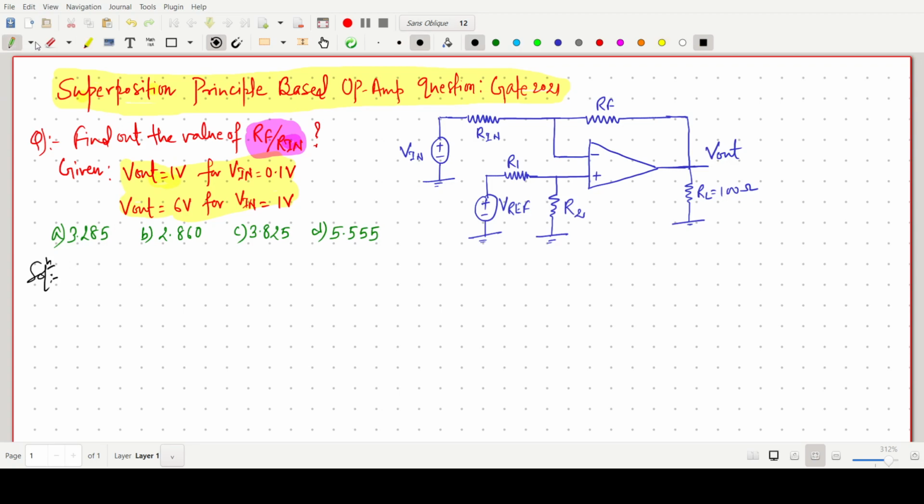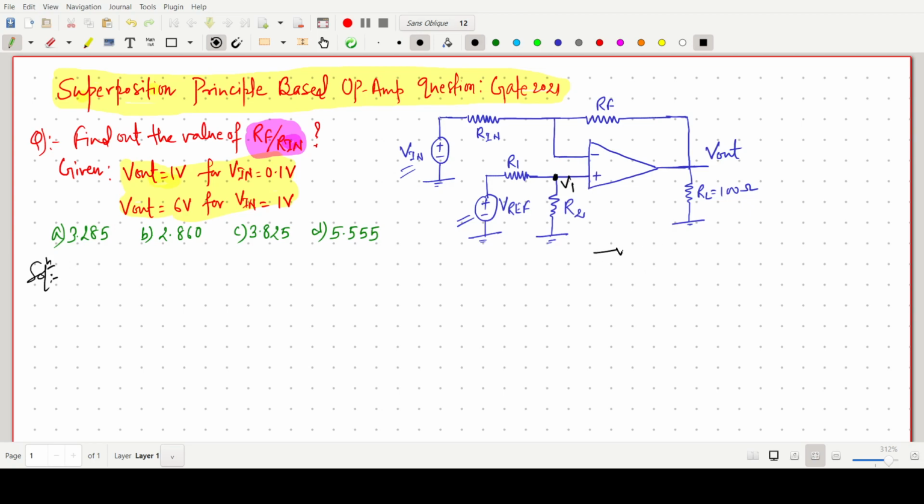In such a question, we have to use the superposition principle because there are two inputs, V in and V ref. So first, we have to find the voltage, say V1, across the non-inverting terminal. So how do we find this V1?